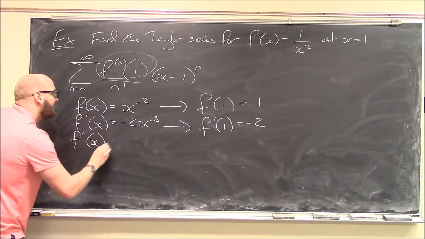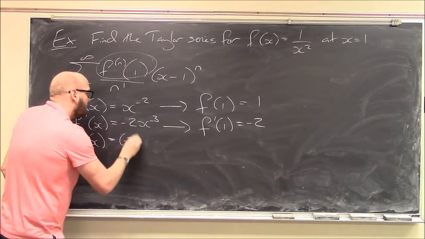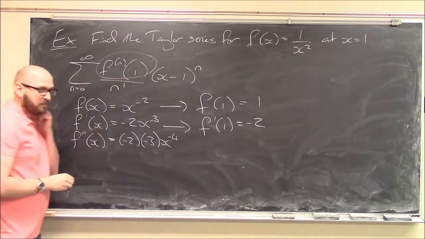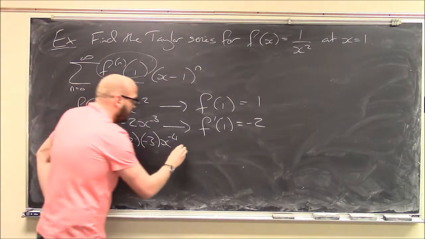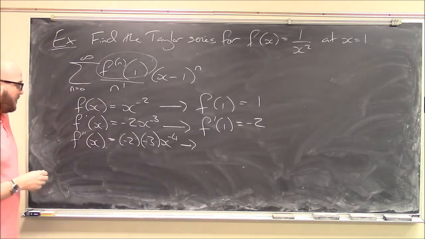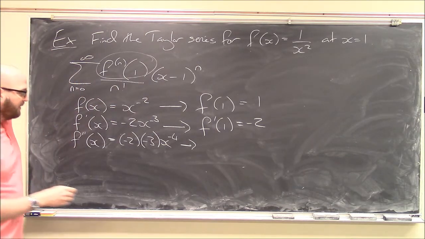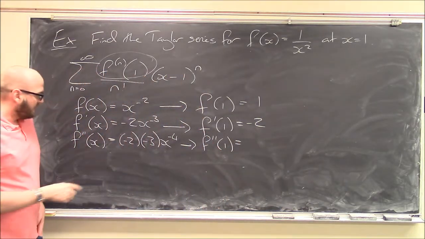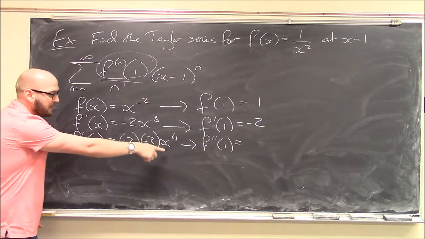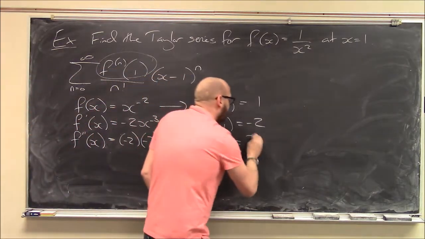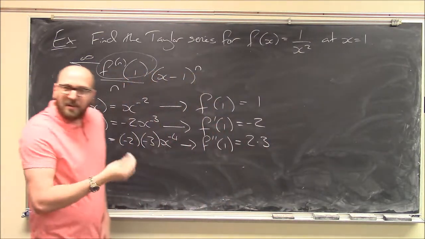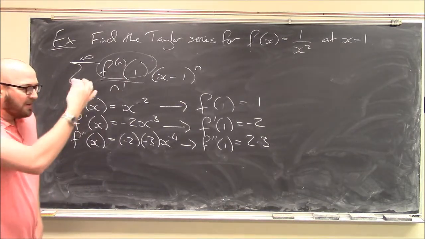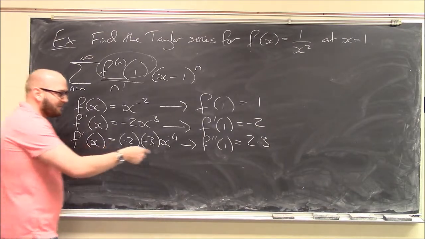Second derivative, what do I have now? I've got minus 2 times minus 3 times x to the minus 4. Haven't left myself quite enough space here. But this equals, if I plug in 1, I've got minus 2 times minus 3 times 1. So I'll just write this as 2 times 3. Again, I don't want to multiply them together to get 6 because that sort of kills the pattern identification. It's hard to identify patterns if I just multiply these together.